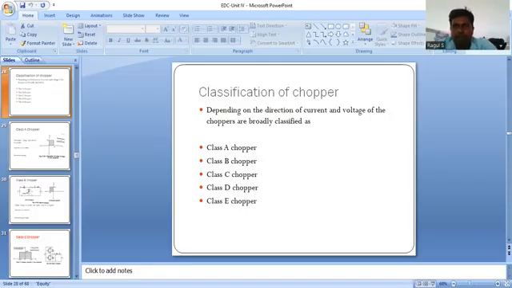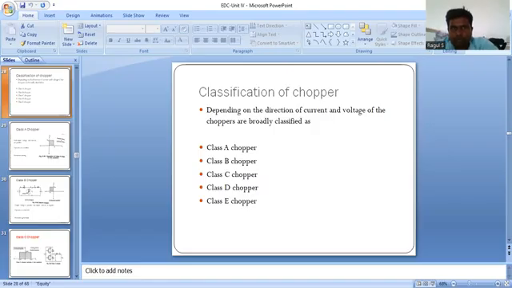In one quadrant, voltage is positive and current is also positive. In another, current is positive and voltage is negative. In another, current is negative and voltage is positive. And in the last, current is negative and voltage is also negative. Depending upon this polarity, choppers are classified into five types. In a class A chopper, output voltage and output current are always positive. This mode of operation is forward motoring or rectifying operation, so it operates as a rectifier.